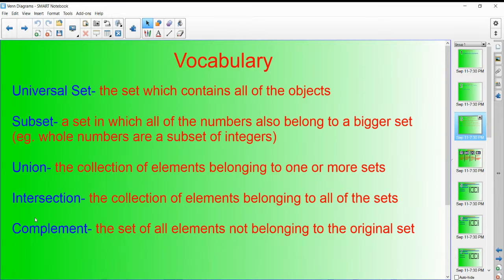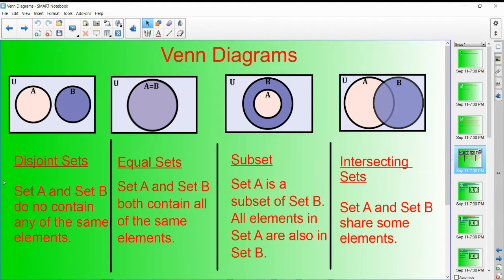Now, if we're looking at two sets, here are some of the cases that we could have. Now we're looking at this big rectangle is the universe, it's the universal set, and everything else is inside it. We always have a universal set, and then we have subsets of the universal set. So our first example is disjoint sets. This is when set A and set B don't have anything in common. So in this example, set A might be even numbers, and set B could be odd numbers. No intersection, no elements belonging to both.